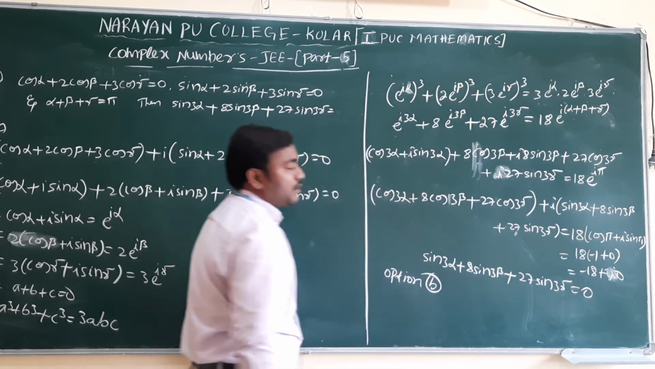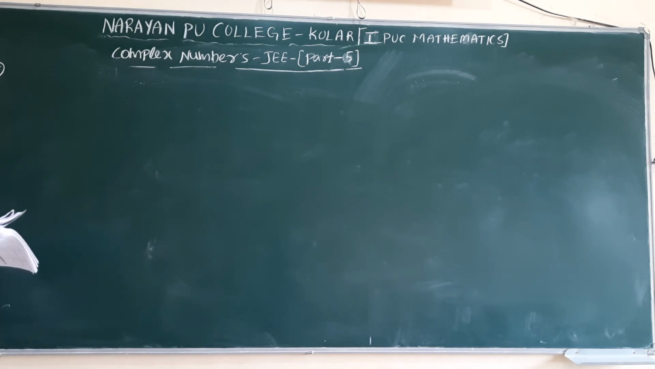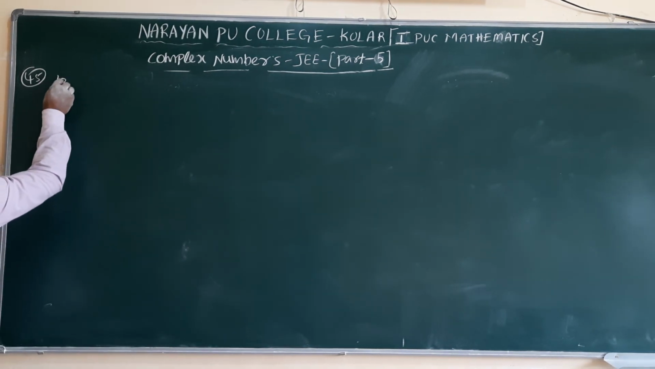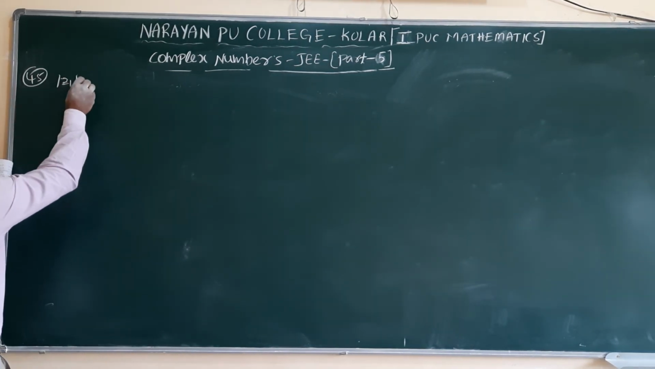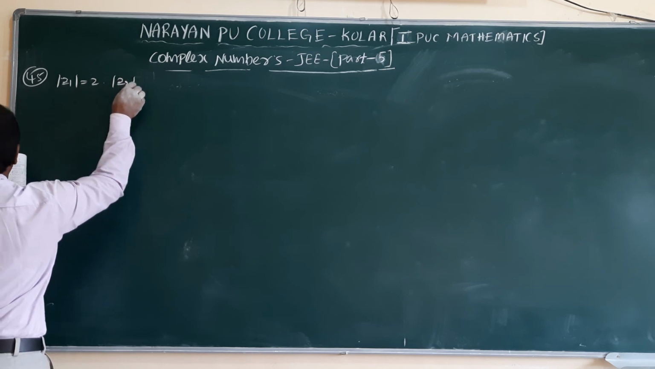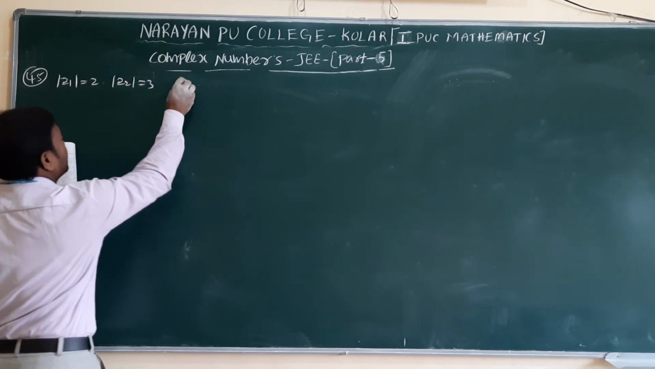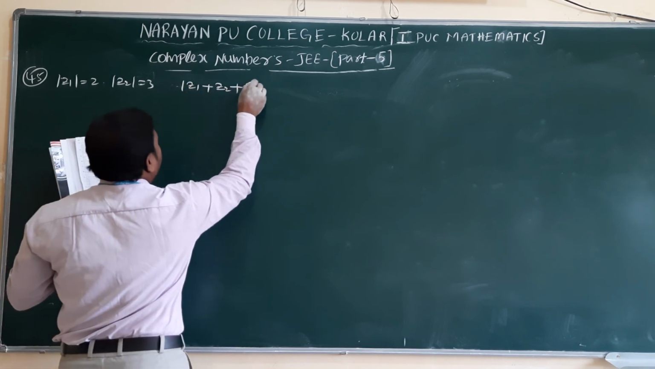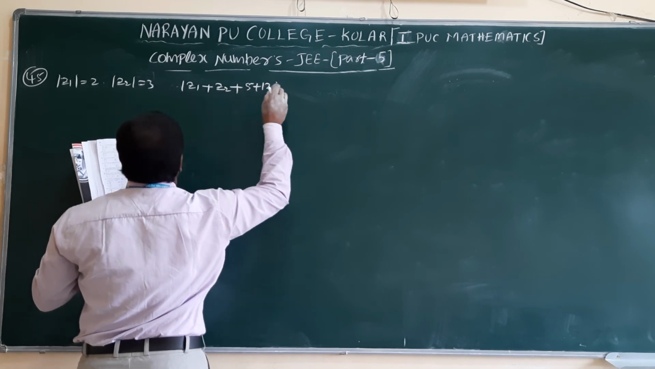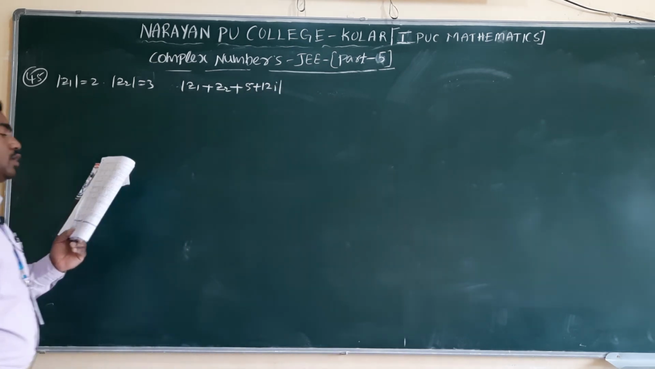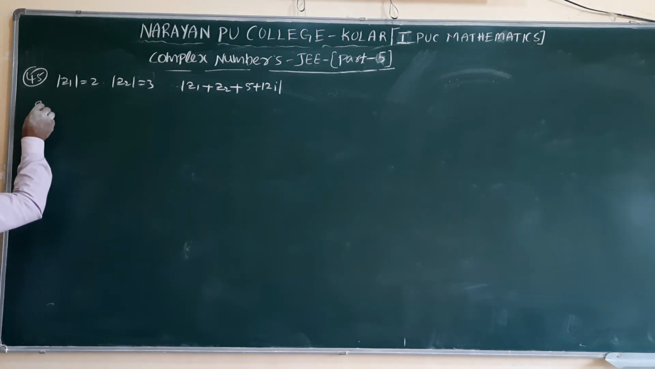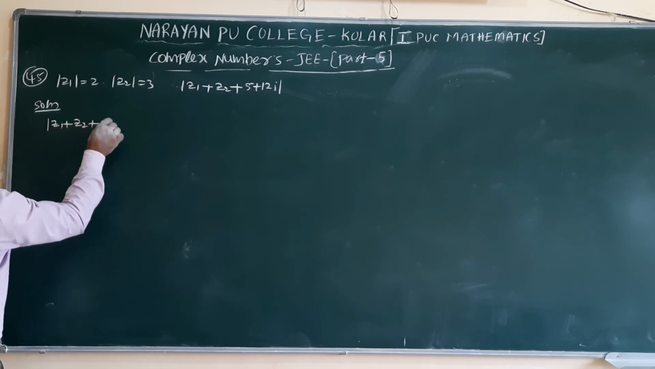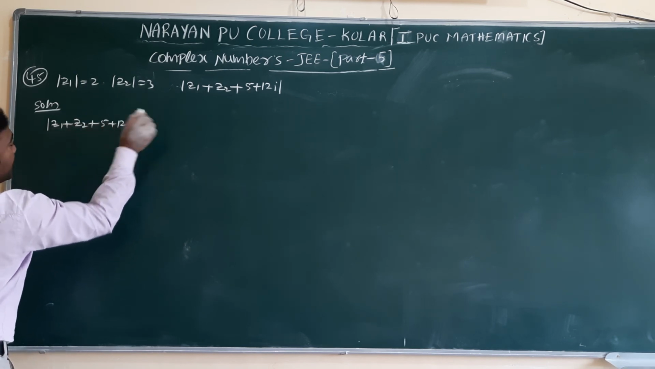Option B is the correct option. Next, question number 45. If modulus of Z1 is equal to 2 and modulus of Z2 is equal to 3, then modulus of Z1 plus Z2 plus 5 plus 12i is less than or equal to. So the solution: modulus of Z1 plus Z2 plus 5 plus 12i is less than or equal to.